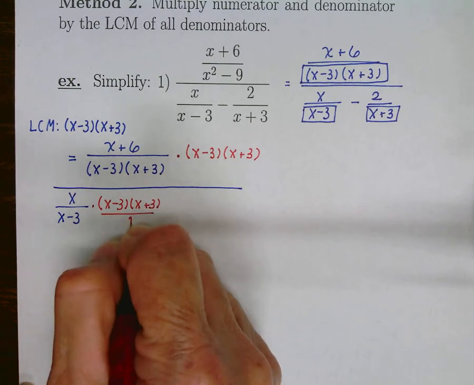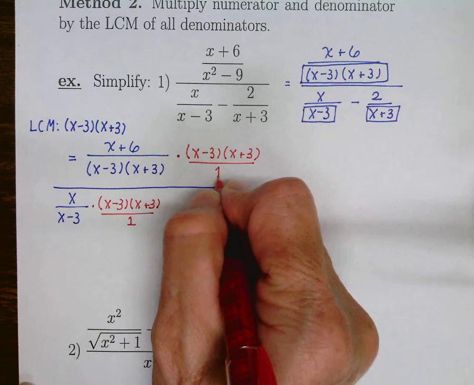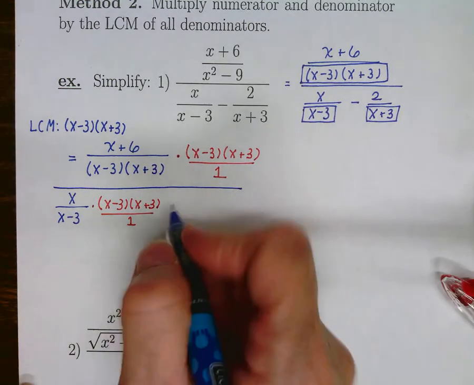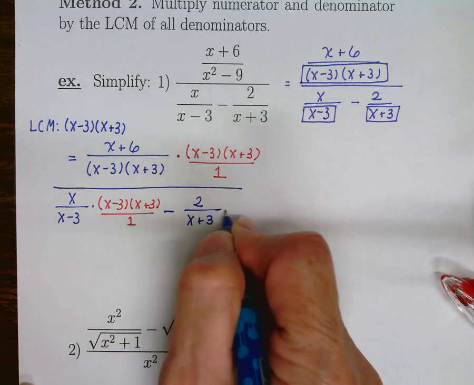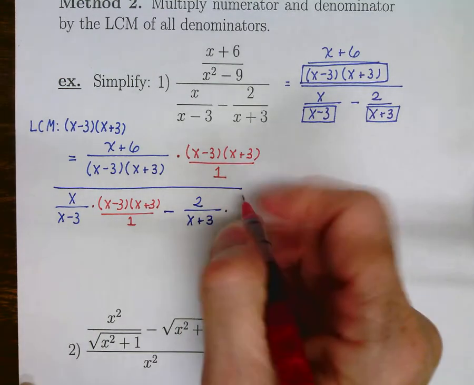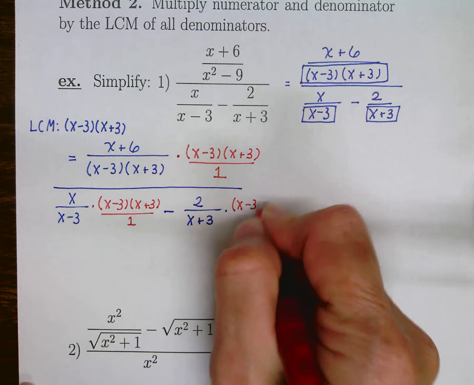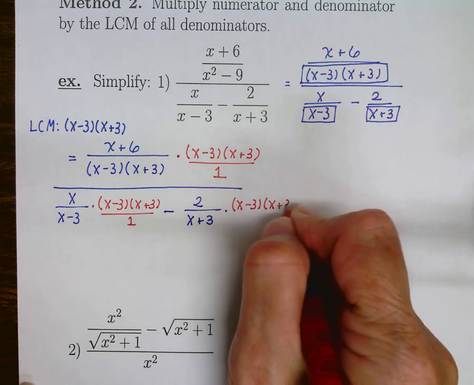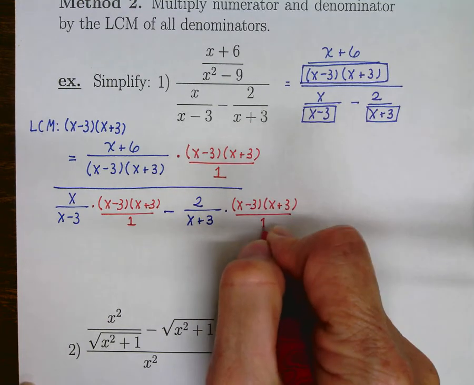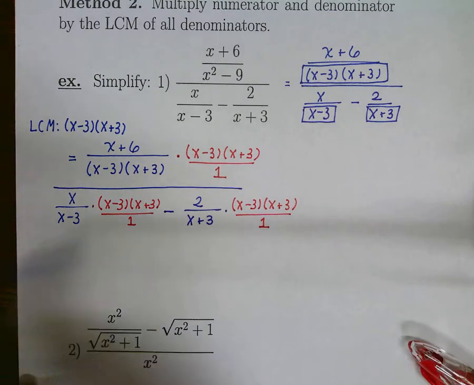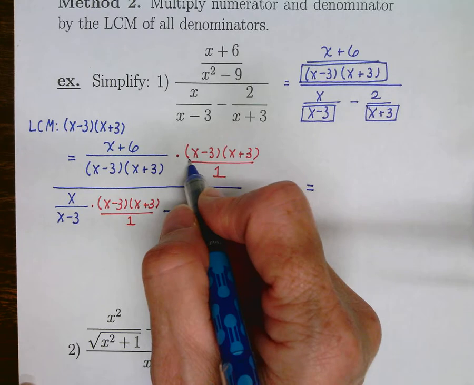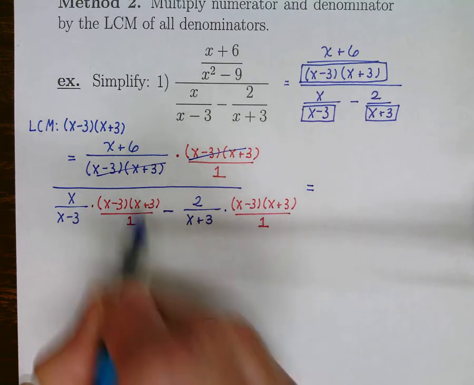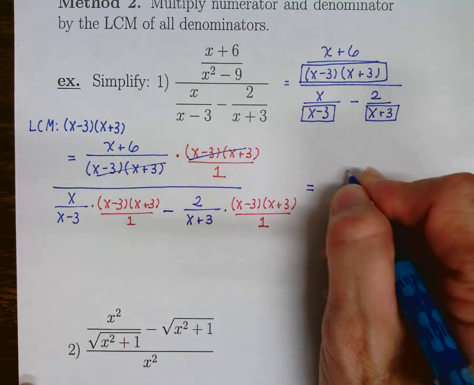And if you like, think of that as being over 1 if that's helpful. Okay, minus 2 over x plus 3 times x minus 3, x plus 3 over 1. Okay, now what does that do for us? Well, notice what it does. These will now cancel. So that whole numerator just becomes x plus 6.